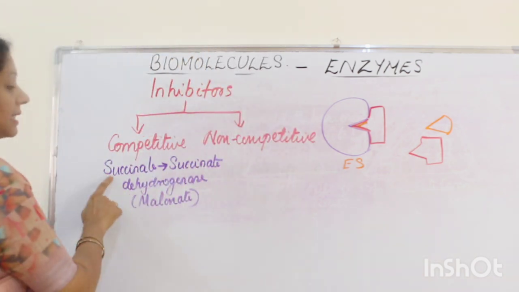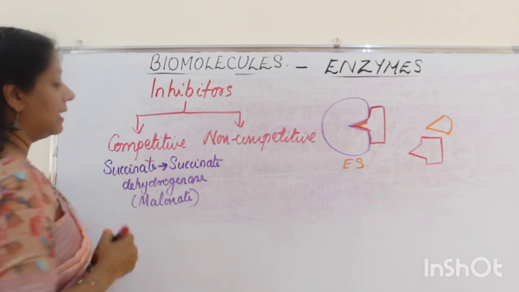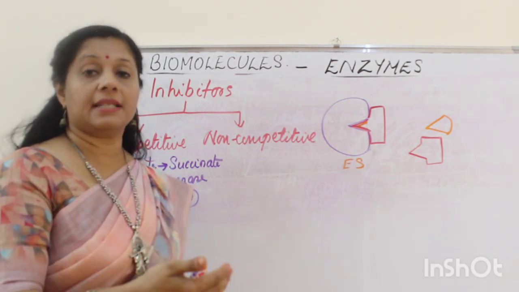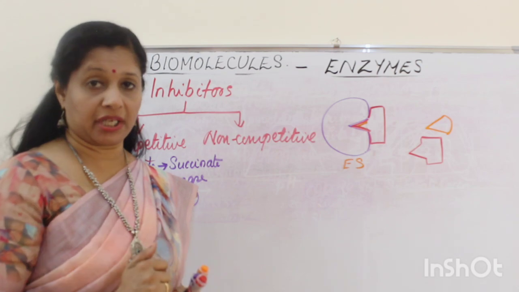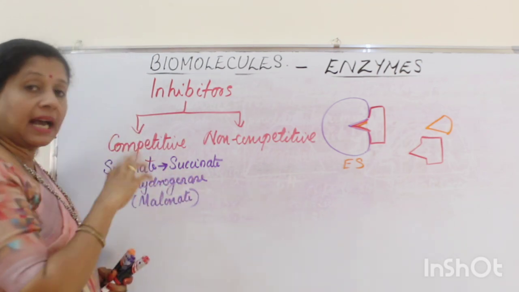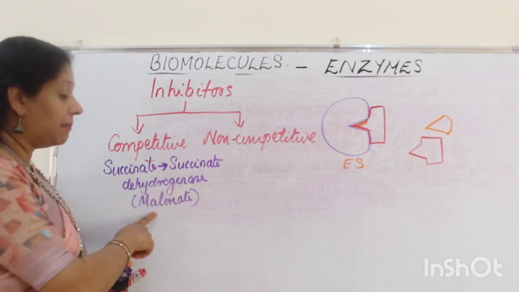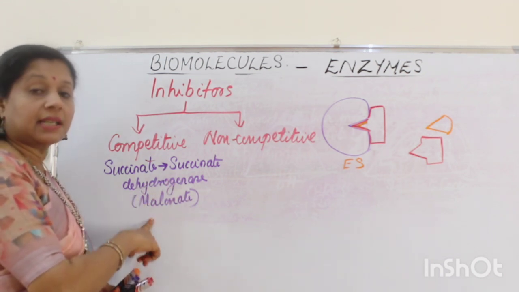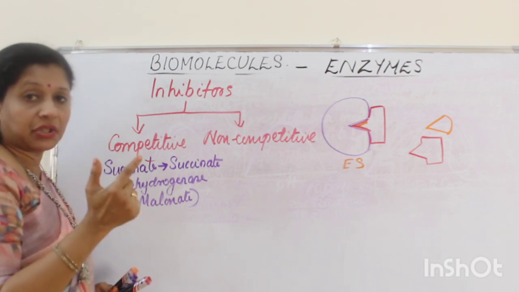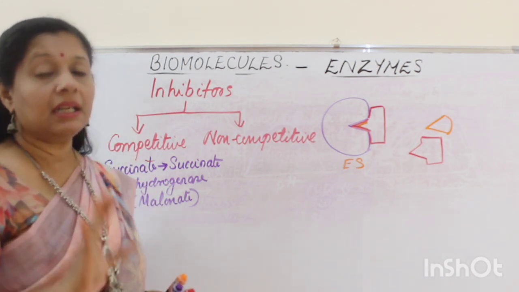For example, succinate or succinic acid is acted upon by another enzyme called succinate dehydrogenase. But this substrate succinate has a competitive inhibitor, malonic acid. So malonic acid resembles succinic acid. So it will bind with the succinate dehydrogenase and thereby inhibit the reaction.